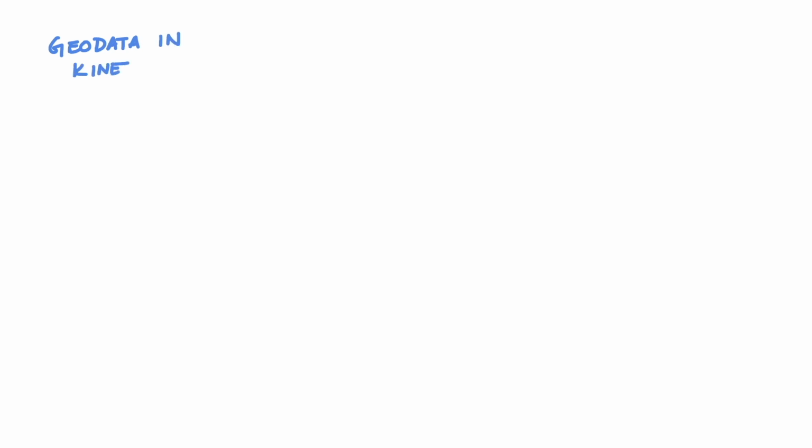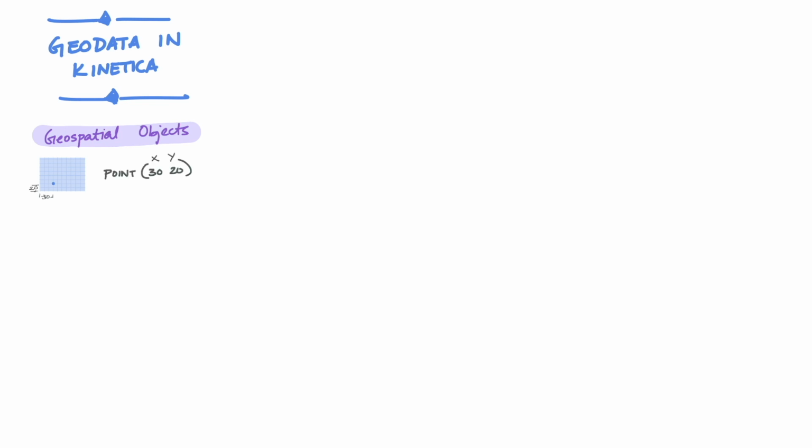In this video, we will explore the different types of geospatial objects and storage formats and how they can be imported into Kinetica. Kinetica supports commonly used geospatial objects, the simplest of these being the geospatial point, which is described in 2 dimensions and can be written out as follows.